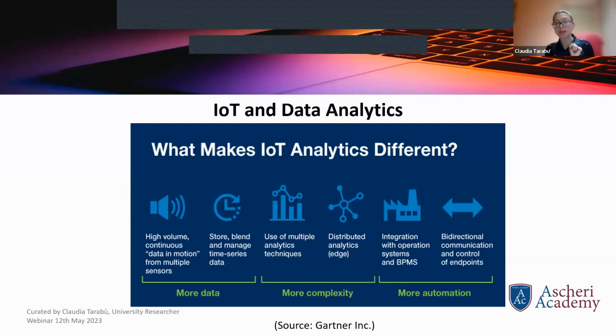The third aspect that we can remember in comparison with other data analytics techniques regards the possibility of assuring more automation. So it's very important for industries, for example. We can mention the possibility of integrating the operation systems with business process management systems through the IoT analytics, and also there is this possibility of bidirectional communication and control of endpoints, so control of the last part of the IoT entire network.